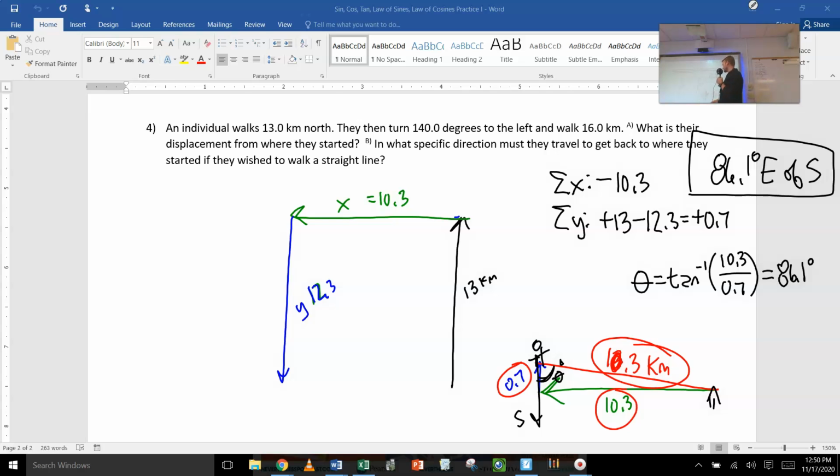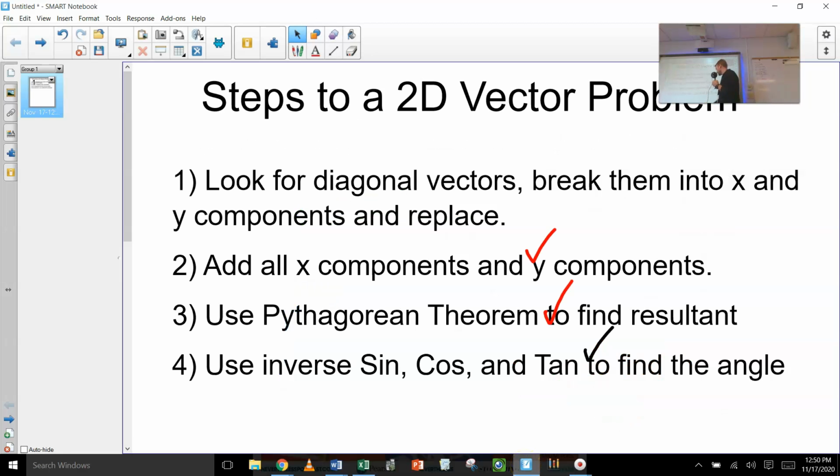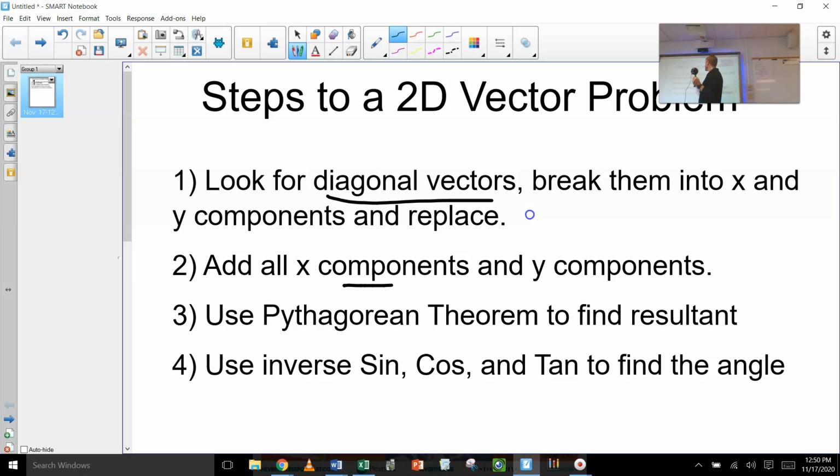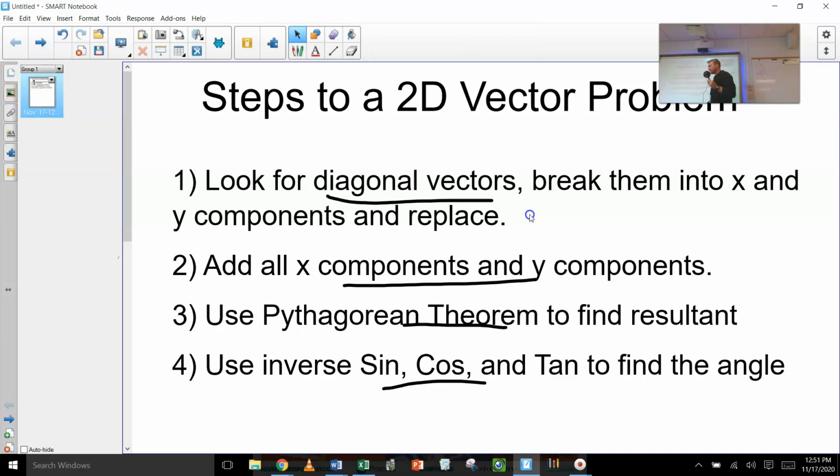I did all 4 of these questions with this algorithm. Look for the diagonal vectors. That second question wasn't really good. I wish I would have put that second question at the very end, because there are 2 diagonals. It gets tricky when you start having lots of diagonals, but look for the diagonal vectors. Break them all into their x and y pieces, and then add them all up. And then use the Pythagorean theorem, inverse sine, inverse cosine, inverse tangent.